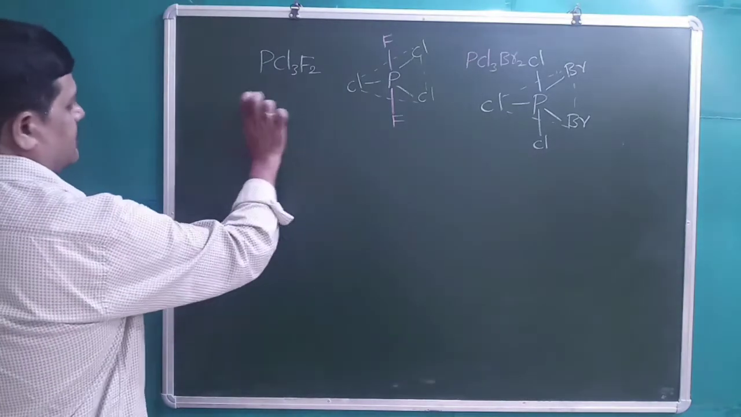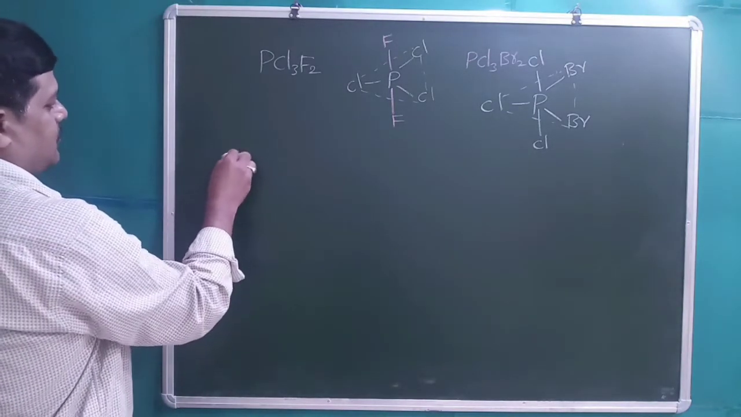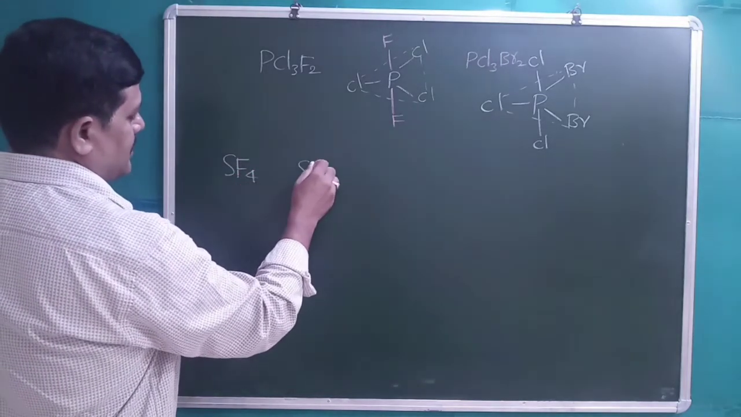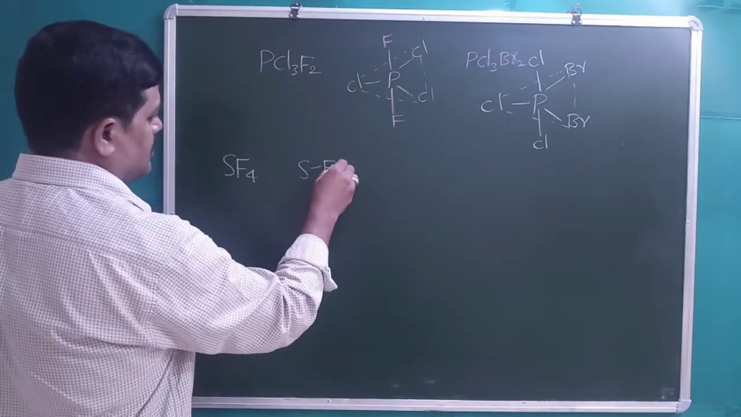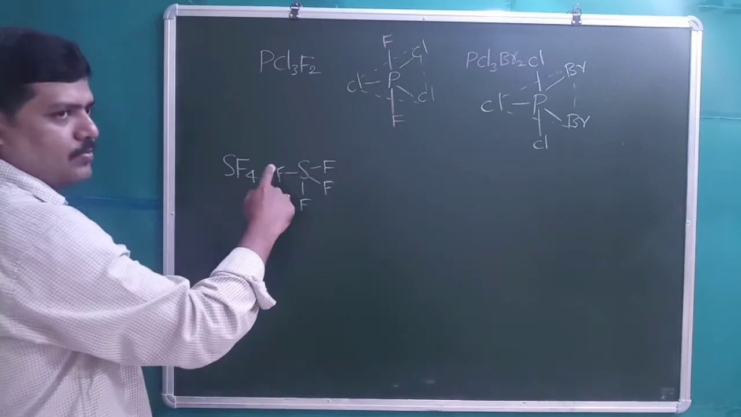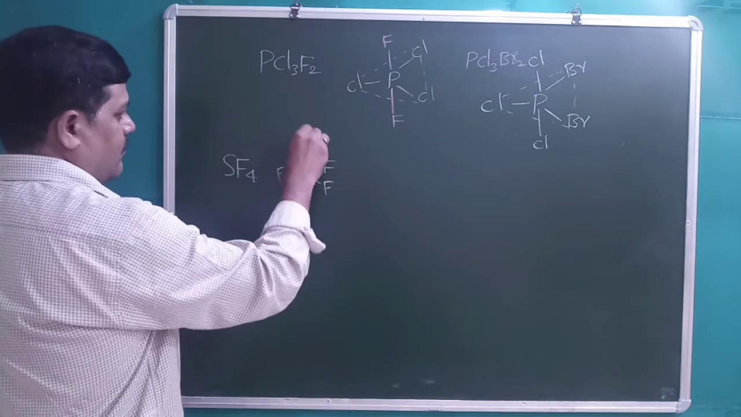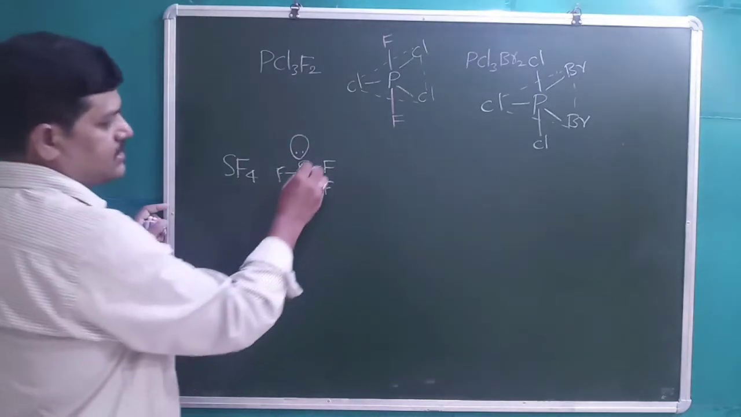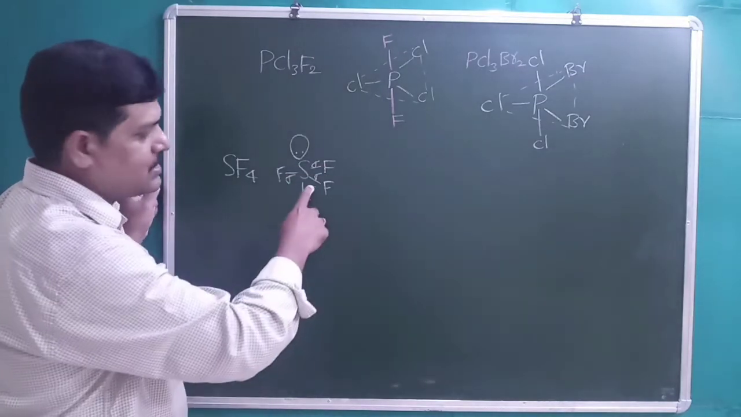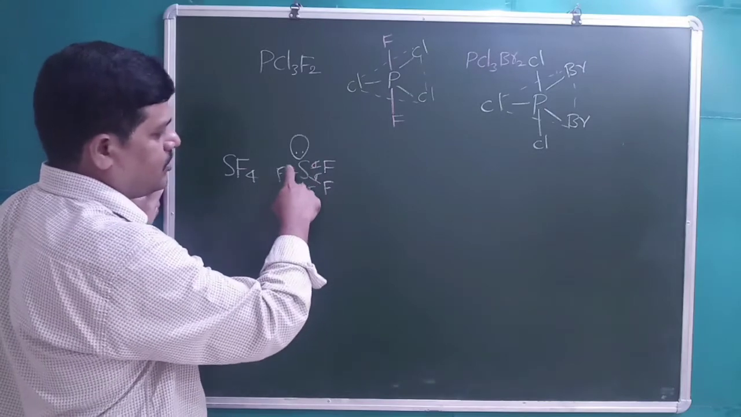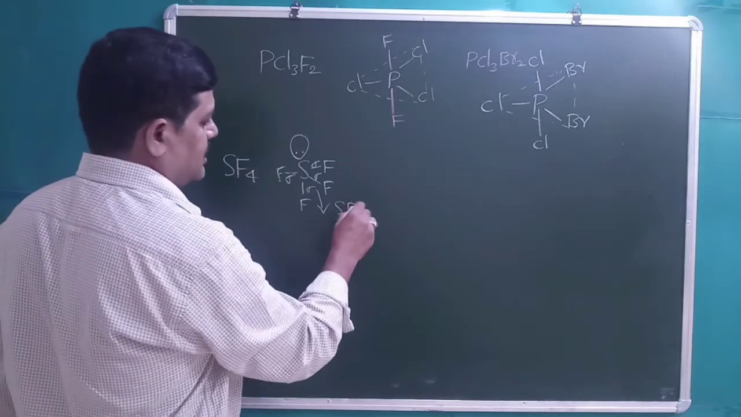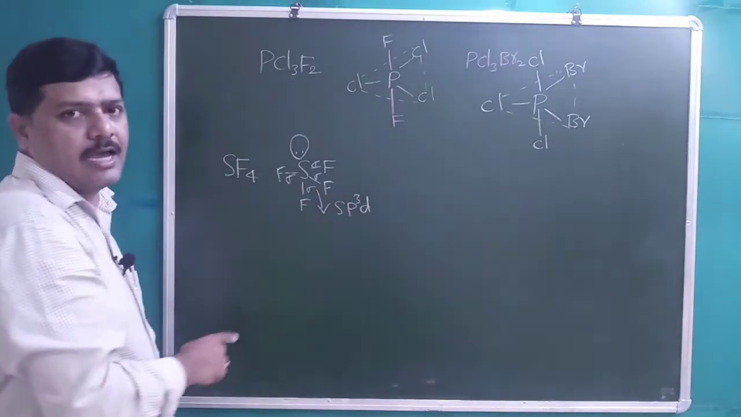Now let us take one more example, the SF4 molecule. Sulfur is a 16th group element. After making 4 bonds with the 4 fluorine atoms, being a 16th group element, it has one lone pair of electrons, right? A single bond is always sigma: sigma, sigma, sigma, sigma. Hybrid orbitals always form sigma bonds. 1, 2, 3, 4, one lone pair, 5. So the hybridization of sulfur in this case is sp3d, right?